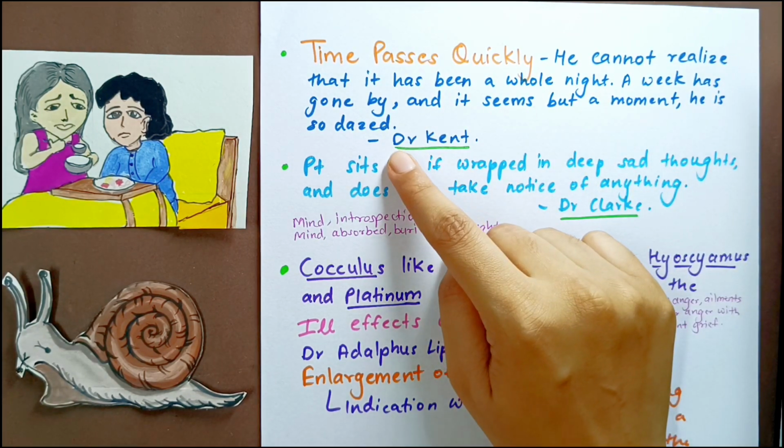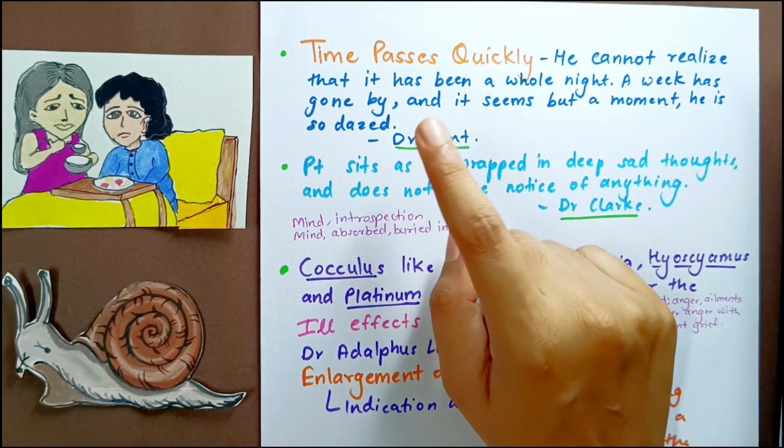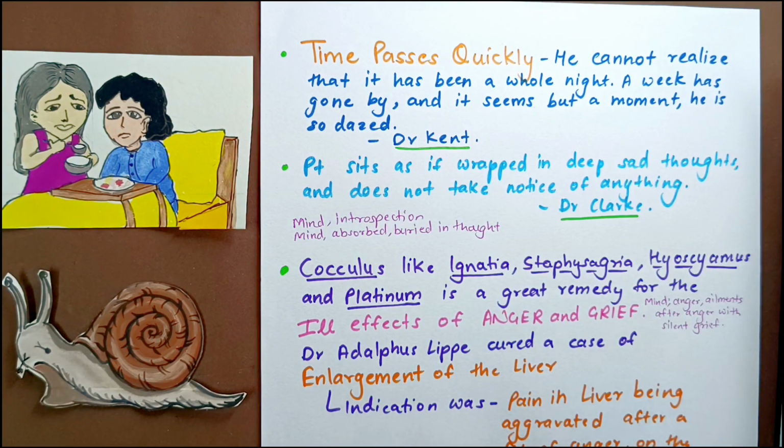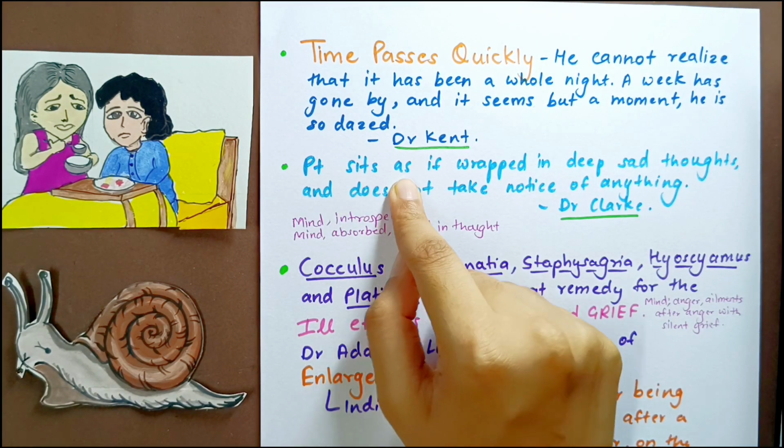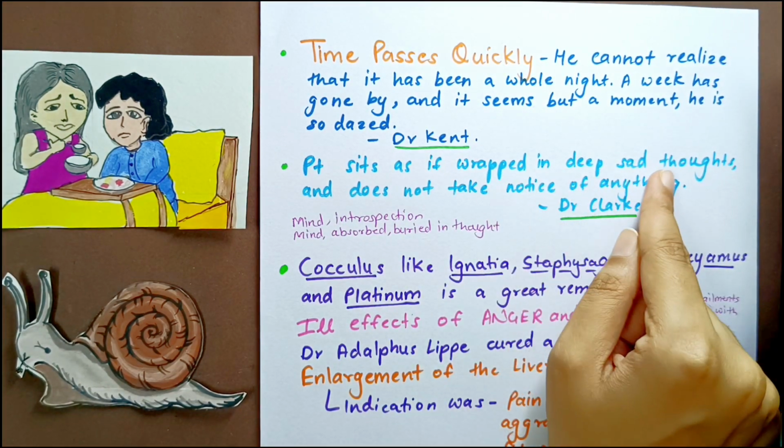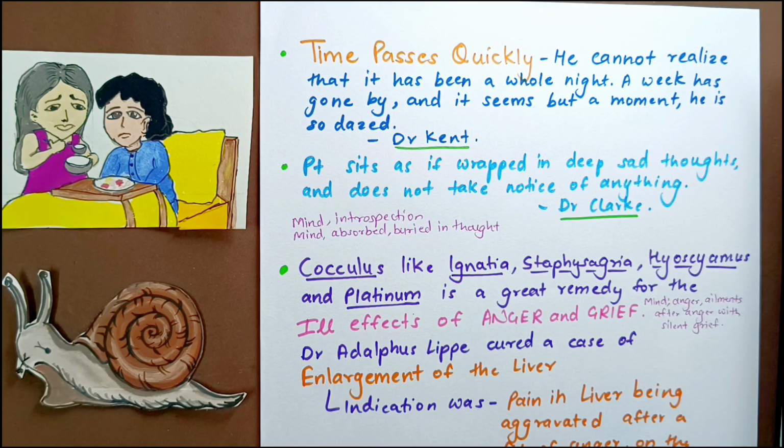He is so dazed, is what Dr. Kent says. So for them, time is passing very, very quickly. Right, that's what Dr. Kent is telling us. Now, patient sits as if wrapped in deep, sad thoughts and does not take notice of anything, Dr. Clarke mentions. So he's absorbed.